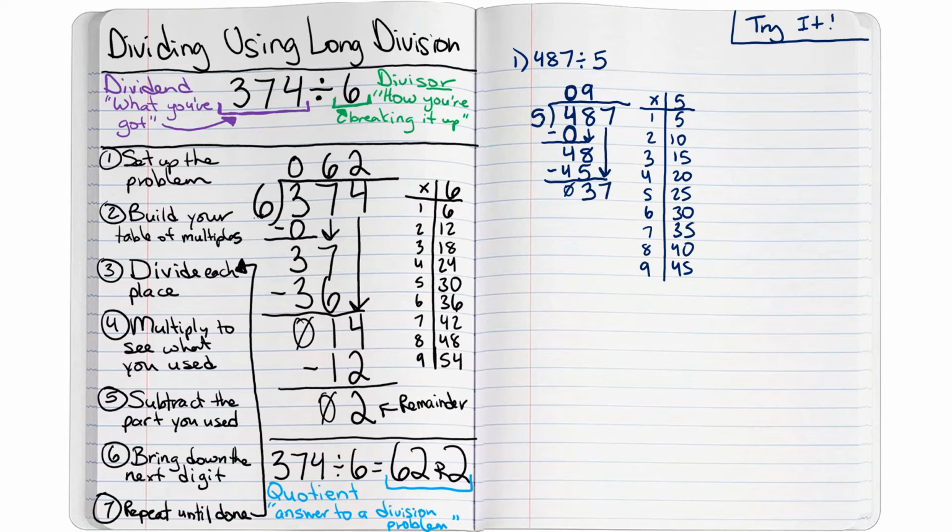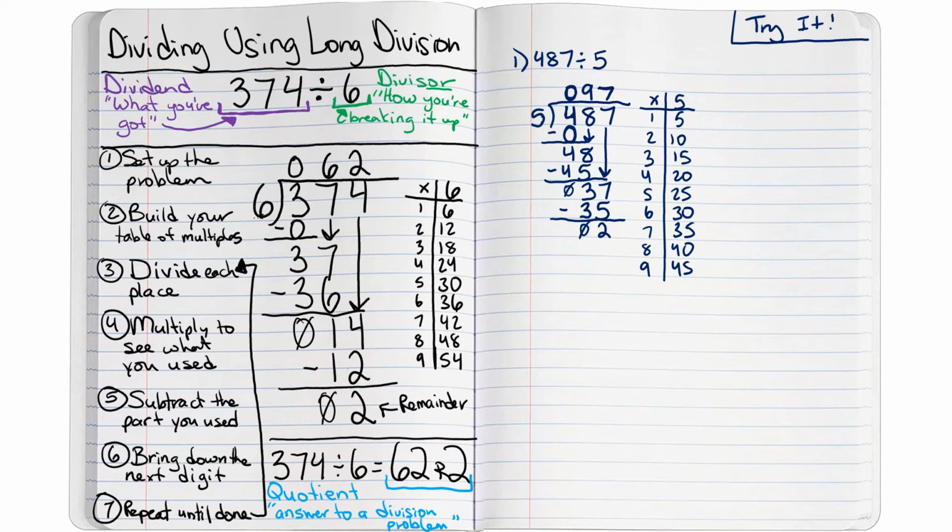And I'll bring it down. That 7 comes down here to make 37. All right, so now I have 37 divided by 5. If I look in my table of multiples, I see that 5 times 7 is 35. That's my closest. So 37 divided by 5, my closest multiple is 7. Divided. Now that I divided, I'm going to multiply. 7 times 5 is 35. Subtract. 7 minus 5 is 2. 3 minus 3 is 0.